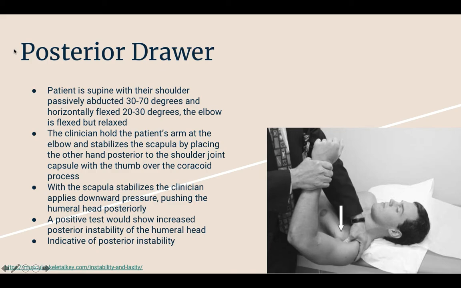Posterior drawer is performed with the patient lying supine again with their shoulder passively abducted 30 to 70 degrees and horizontally flexed 20 to 30 degrees. The elbow is flexed but relaxed. The clinician holds the patient's arm at the elbow and stabilizes the scapula by placing the other hand posterior to the shoulder joint capsule with the thumb over the coracoid process. With the scapula stabilized, the clinician applies downward pressure, pushing the humeral head posteriorly. Positive tests show increased posterior translation of the humeral head, and this is indicative of posterior instability.